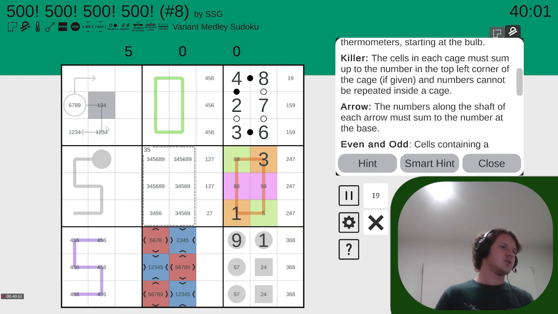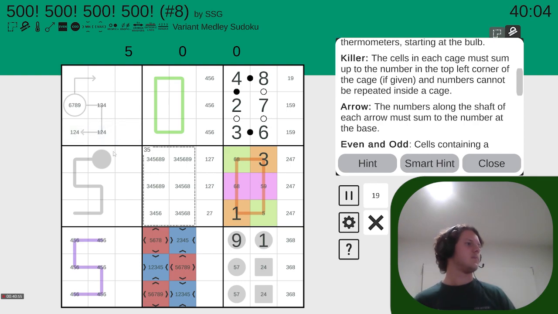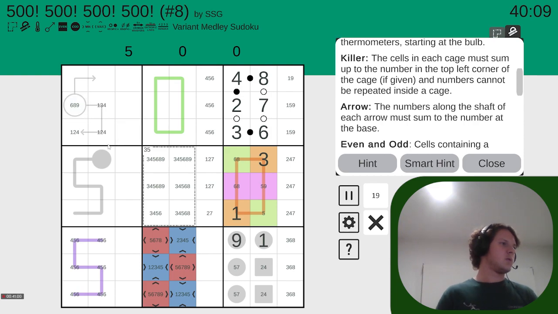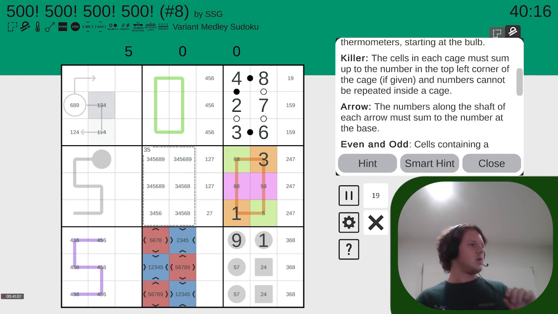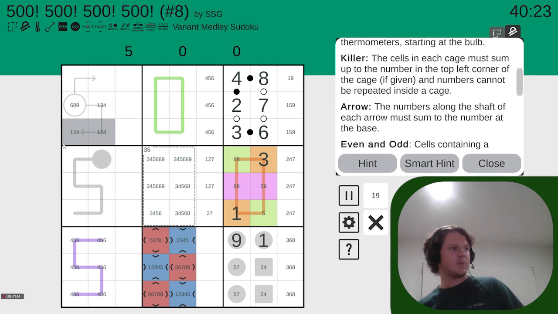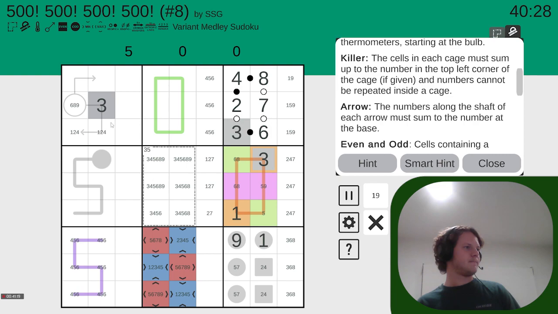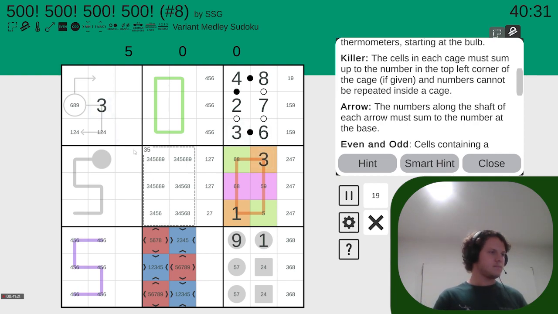Okay, we know this can't be the 2. We know these can't be the 3. And we know this can't be the 7. Which means we know that has to be the 3, right? Because 1, 2, and 4 add up to 7. And if that is a 1 or a 4, this means this has to be the 2 and the 1 or the 4. So this has to be the 3. Okay.